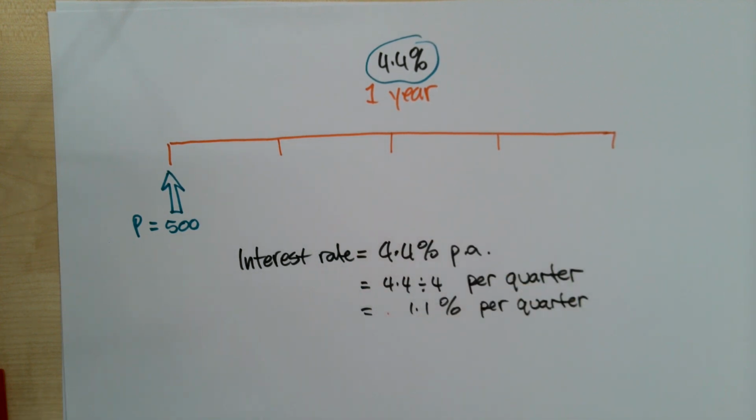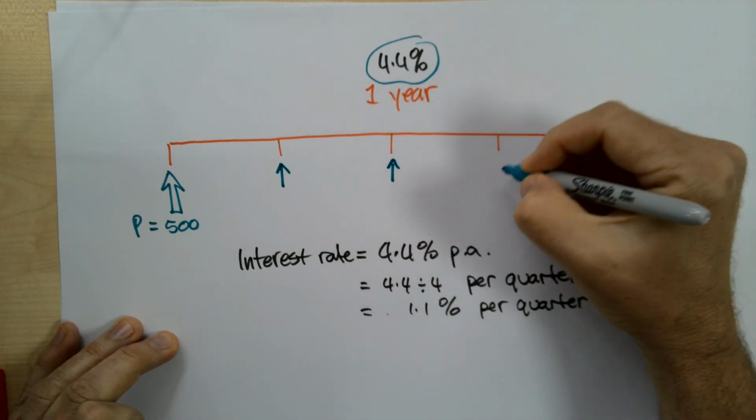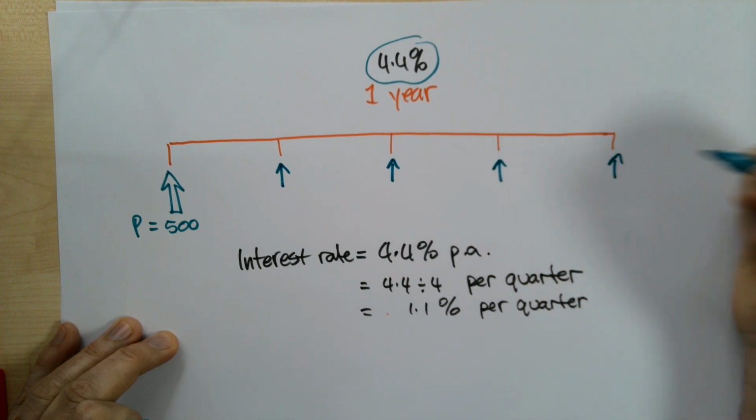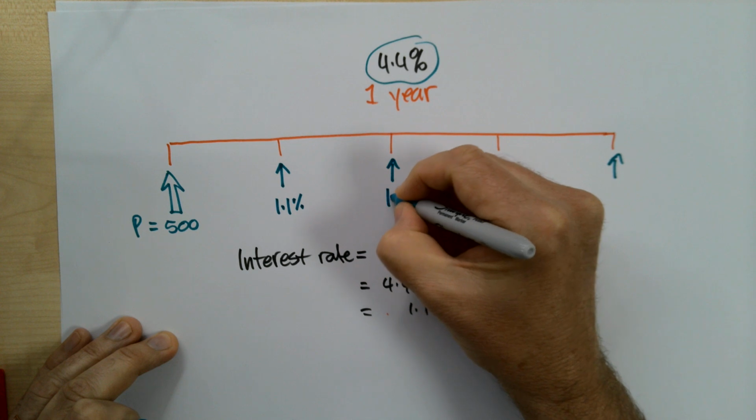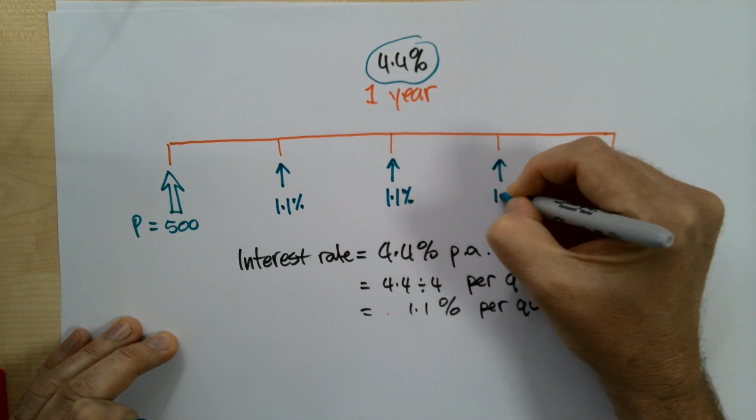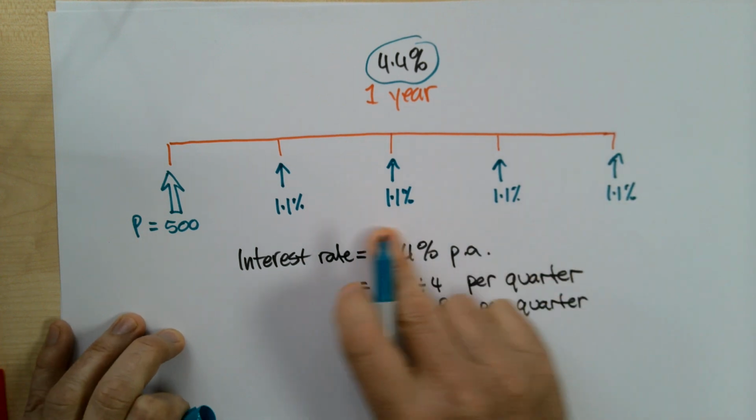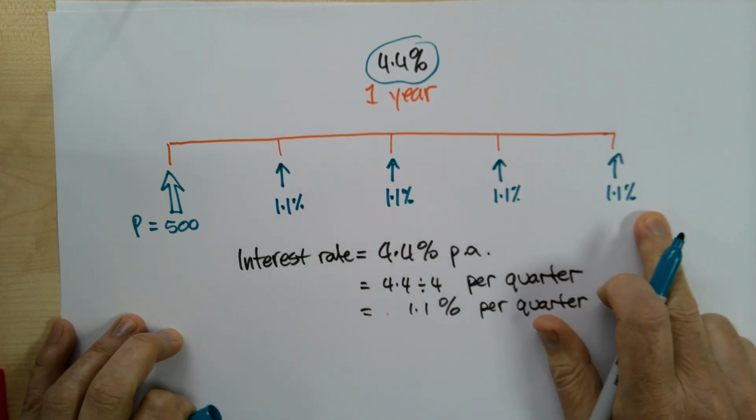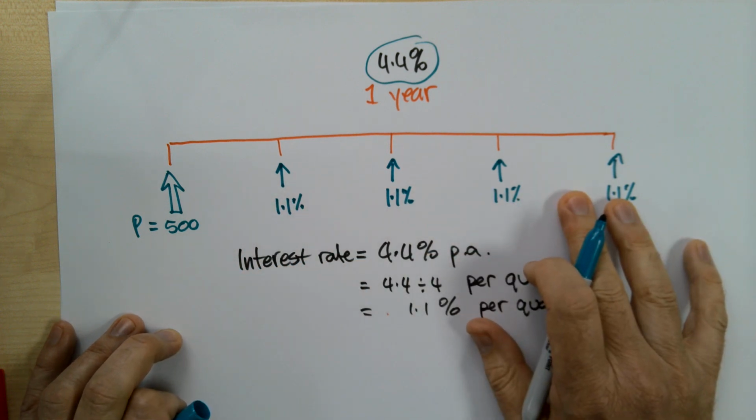So what happens is, at these spots along the way, here, here, here, and at the end, it gets shots of 1.1%. So by the time the year has gone past, 4.4% has been added. That's how compounding interest works.